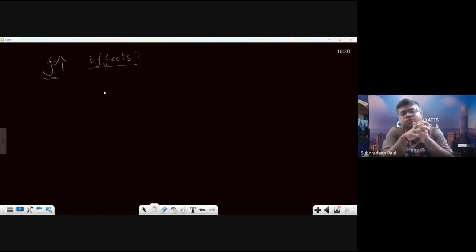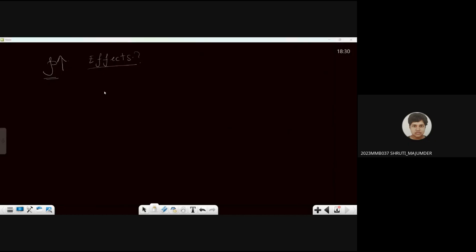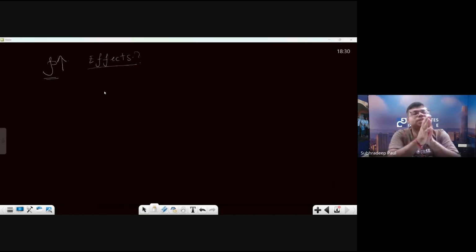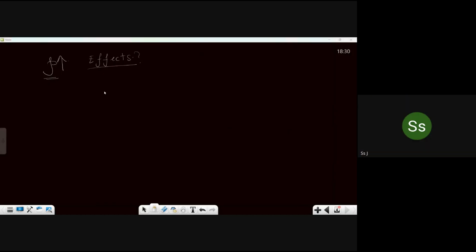What will the dislocations do? We have seen that with plastic deformation, the mobility of the dislocations decreases. And why is that? Subhrajyoti, Shruti is saying that with the rise in the dislocation density, the mobility of the dislocations is going to decrease. Why? The density is increasing a lot.